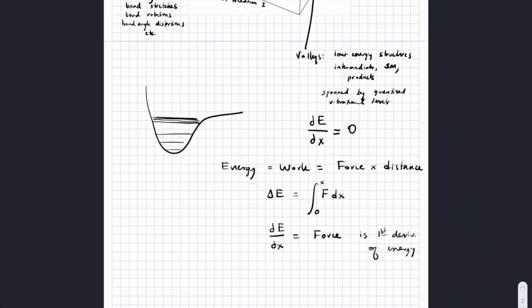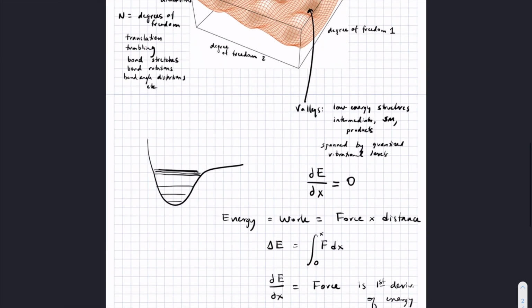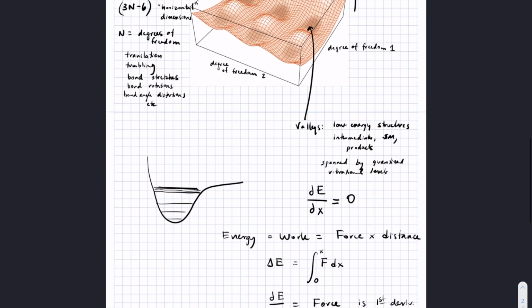And so what that tells you is that at the minimum in this valley, we've identified that minimum as being a place where dE/dx equals 0. The force on the structure of the molecule through all its degrees of freedom has to go to 0. Does that make sense?